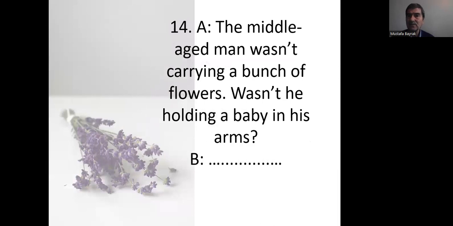14, the middle-aged man wasn't carrying a bunch of flowers. What was he carrying then? The middle-aged man wasn't carrying a bouquet of flowers. Wasn't he holding a baby in his arms? Yes, as far as I remember, he was holding a baby in his arms.